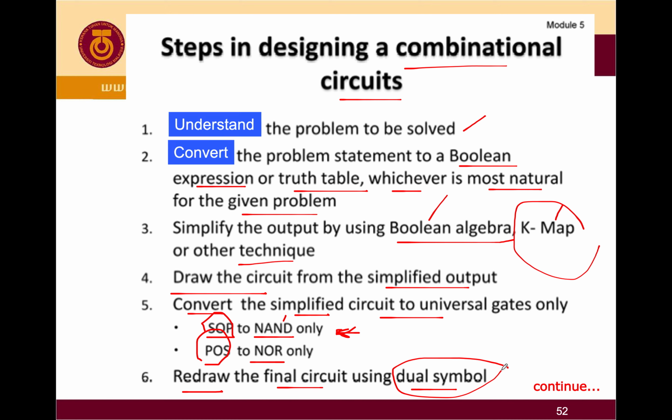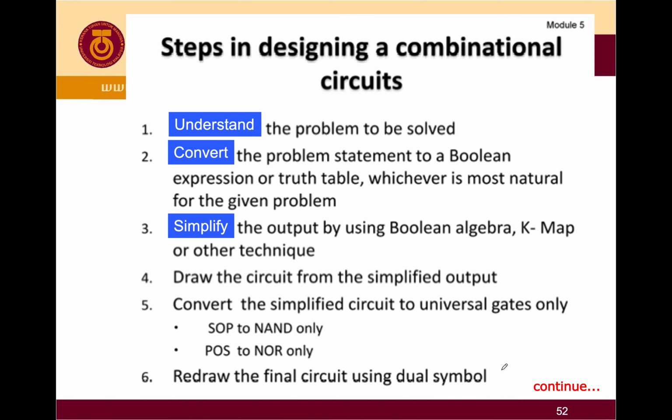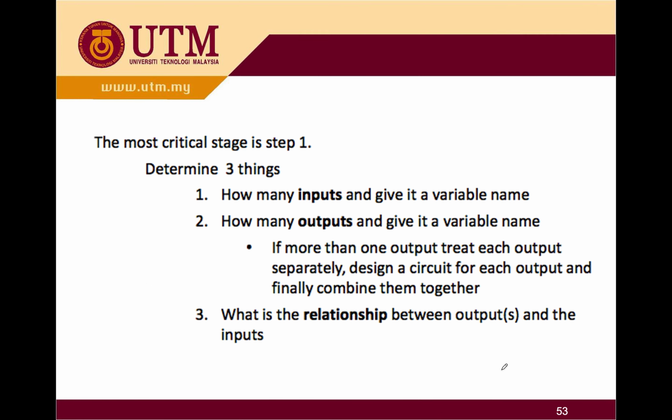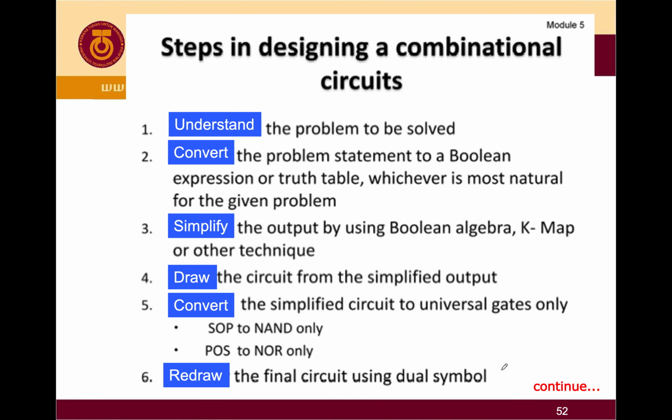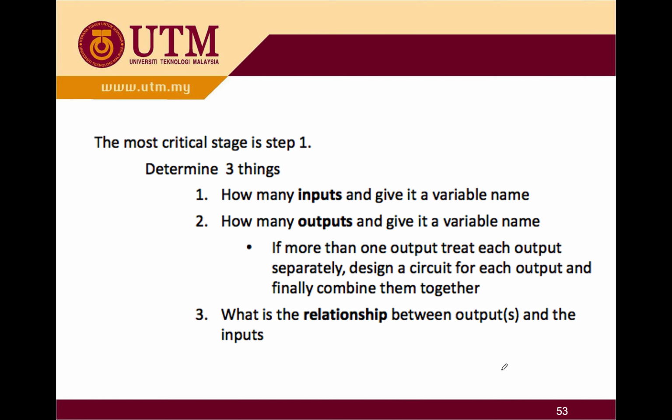So you already looked into how you're going to draw using your dual symbols. So basically the first step is understanding, and then after that you need to convert and simplify, draw, convert again, and redraw again. So those are the steps. From all the steps, there is a critical step, step 1, where you need to determine 3 things before you can understand what your question is asking for.